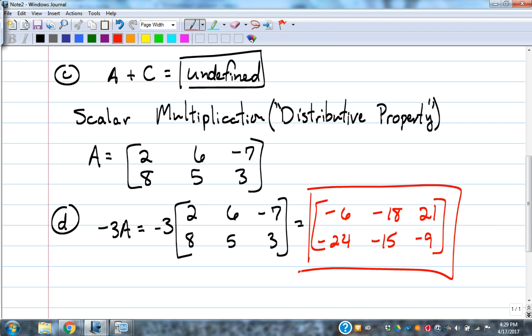That's scalar multiplication. If it's just simple scalar multiplication, I usually don't do it with the calculator. It can be done with the calculator. You just put the matrix in, say negative 3, matrix A, and it will crank out a matrix that's been multiplied by negative 3 all the way through it.